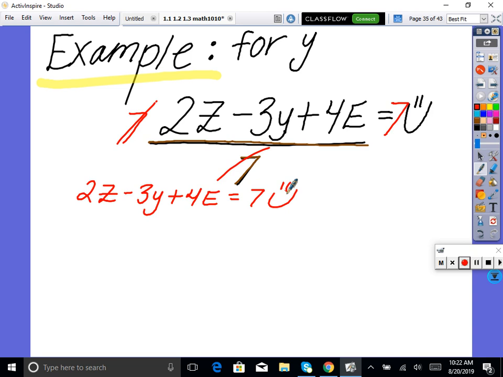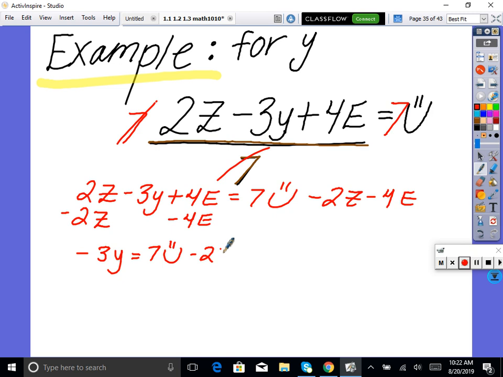Get y alone. What would I do? Subtract 2z and subtract 4e. Can't I hit 2 birds with 1 stone? So now I have this, negative 3y is equal to 7 smiley minus 2z minus 4e, and we have one final step. Divide both sides by negative 3.